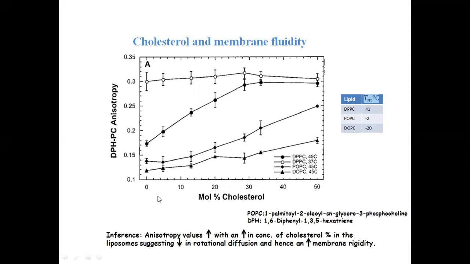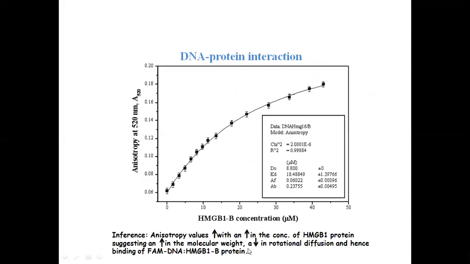Here you can also see that the increase in cholesterol levels is increasing their anisotropy value. This suggests that addition of cholesterol can reduce the rotational diffusion and hence increase membrane rigidity.